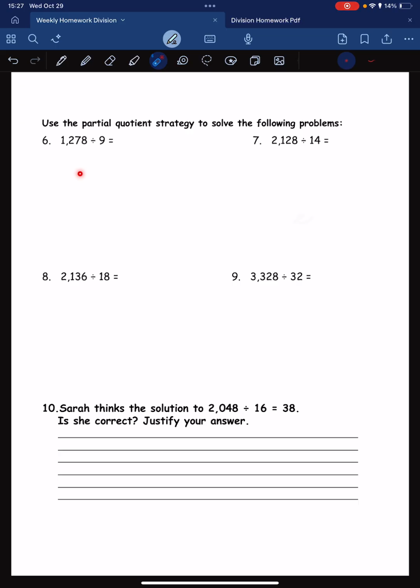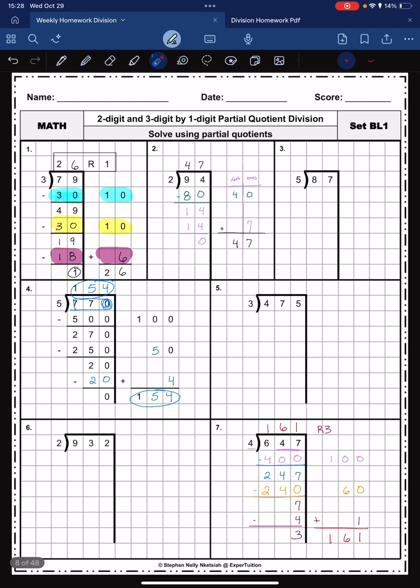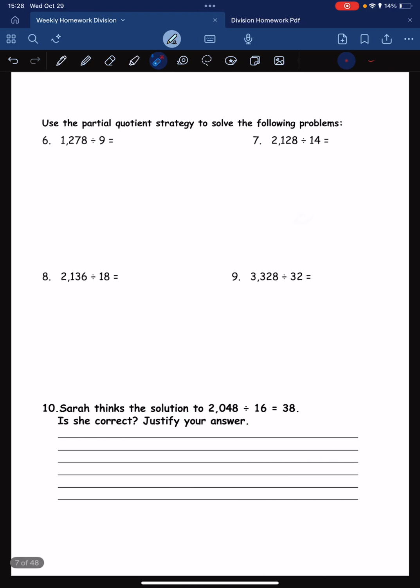Okay, so go watch the second video and then come back and do 6 through 9 if you don't know how to do a partial quotient strategy. That is just the homework from last night, which is on this sheet here. It's already done. Look at the other video. And make sure you do number 10.